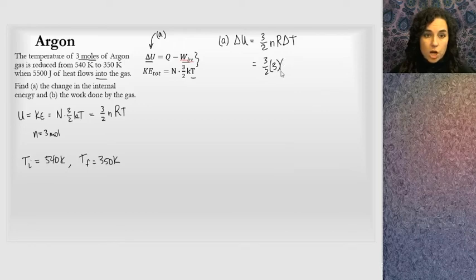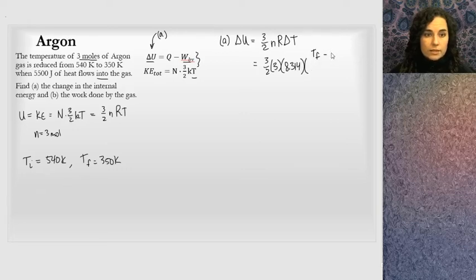So that equals, plug in some numbers. n is 3, R is 8.314. Delta T, remember, is T final minus T initial. And in this situation, the initial is higher than the final. So remember to write these in the correct direction, or else you're going to miss your negative sign. So 350 minus 540. We see that the initial temperature is larger than the final temperature, so overall we're going to get a negative number here. And this turns out to be negative 7,100 joules. And that is the answer for A.